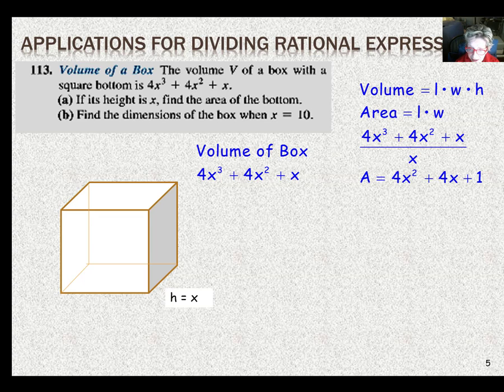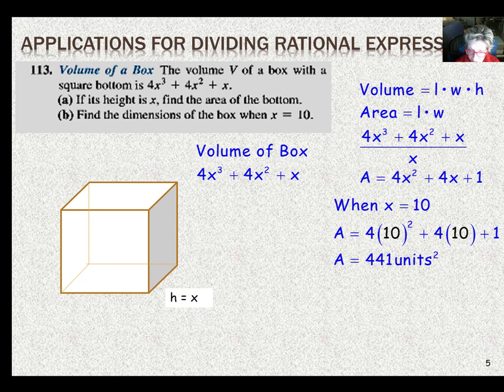That gives me the area equals 4x squared plus 4x plus 1. That's the area of the bottom of the box. Now I'm going to actually find out what the area is when x equals 10. I plug 10 in for each x. That gives me 441 units squared. Make sure you put the units in there because you know how strict your instructor is about having those units.